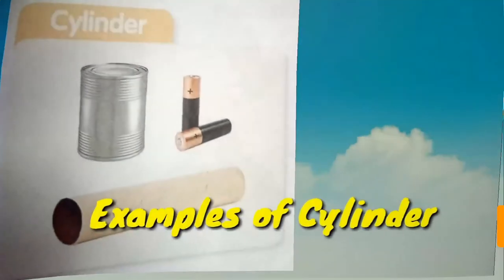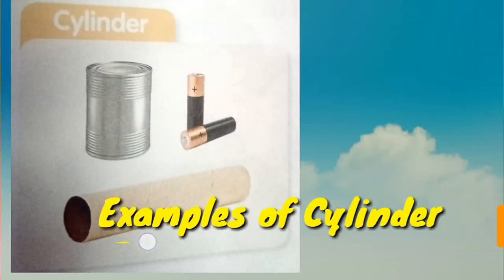Examples of cylinder: batteries, a can, or an empty roll of anything, or many more examples around us.